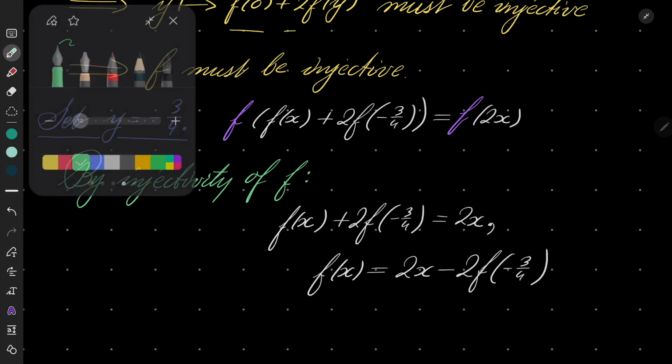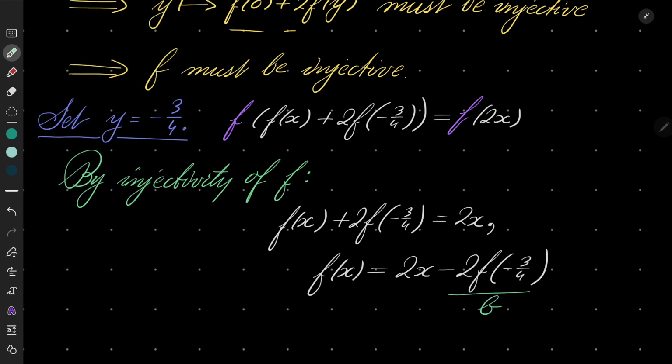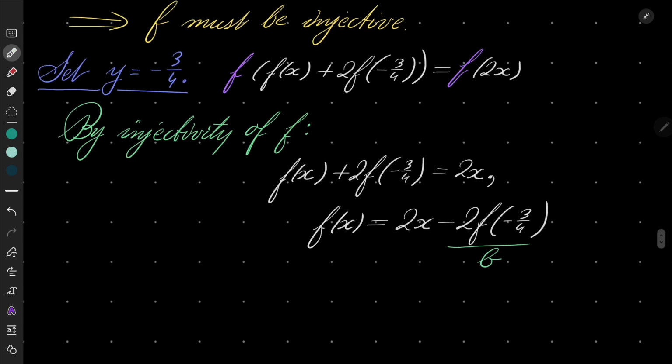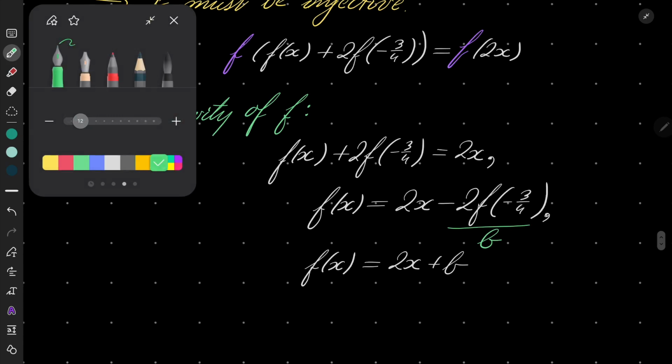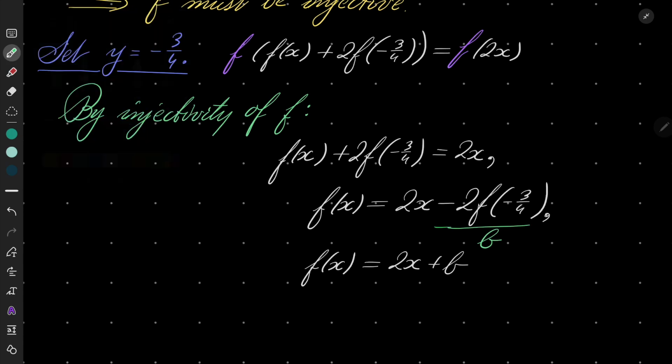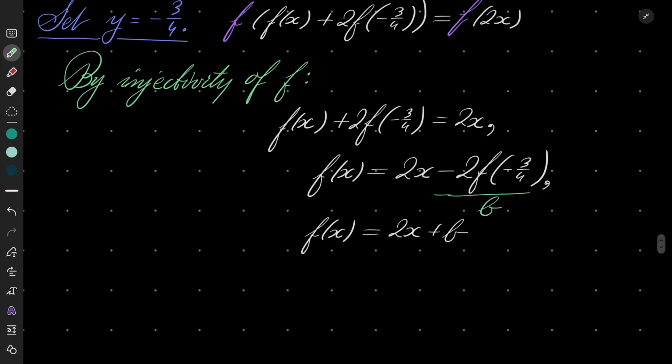And let's take a look. This is a constant. Let's call it b. So we know, in other words, that our function must be affine with slope of 2. Yes. And now, crucially, if you are watching my videos about functional equations, you should know what I will do now. Verification. We need to plug this result into our functional equation to verify, is it satisfied? So verification.